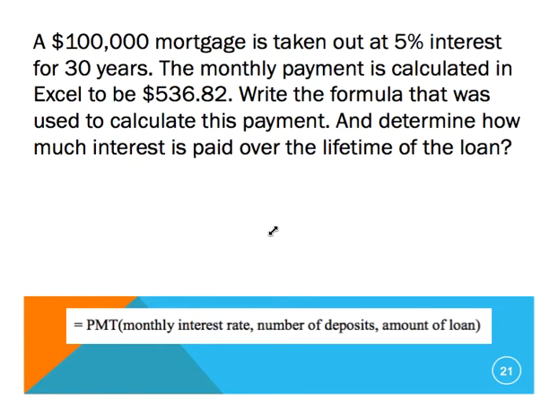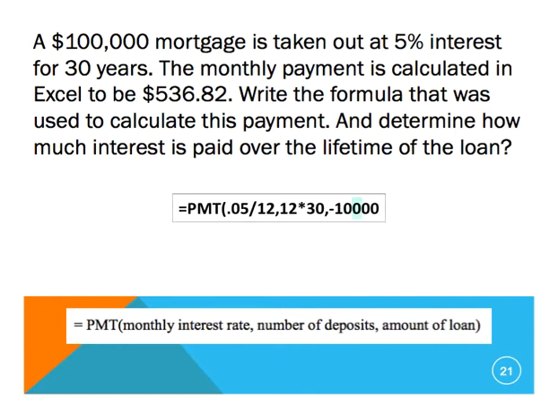Okay, here it says a $100,000 mortgage is taken out at 5% interest for 30 years. The monthly payment is calculated in Excel to be $536.82. We want to write the formula that was used to calculate the payment and then determine how much interest is paid over the lifetime of the loan. So this one, we are using equals PMT because I'm trying to figure out a payment amount. And then I'm going to take the monthly interest rate, which is 0.05, or I can type it as 5% divided by 12. And then I'm going to have 12 times 30 because that's my number of total payments. And then the amount of the loan is the negative 100,000.